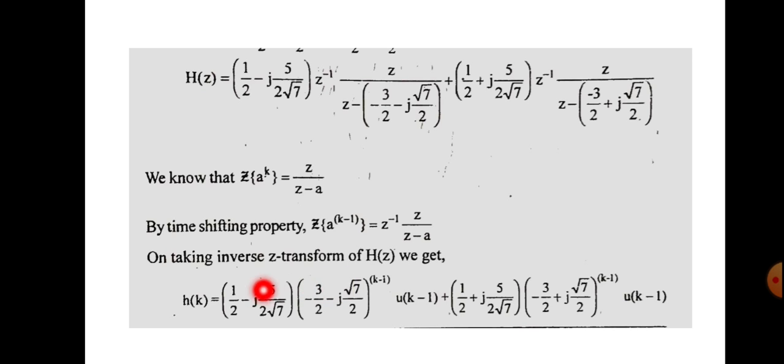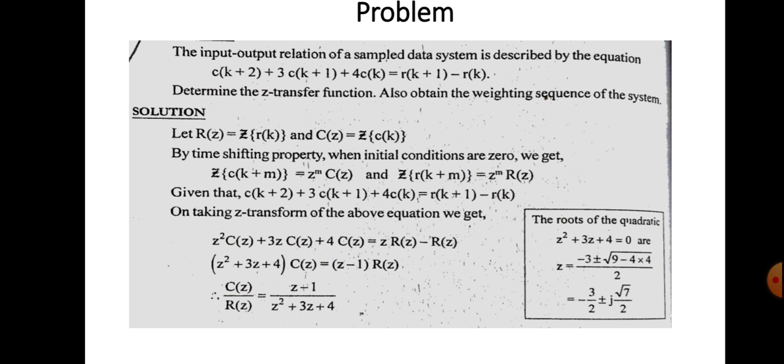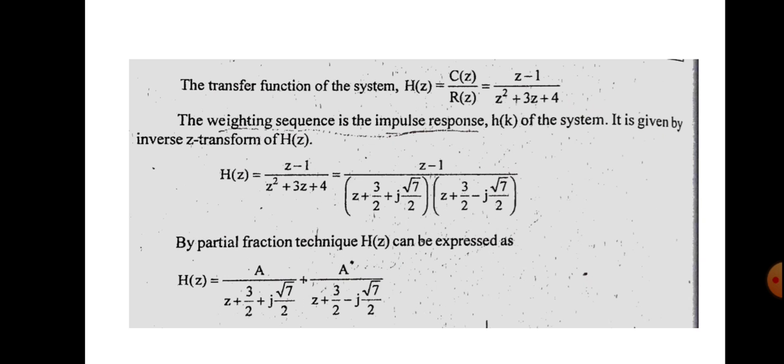So this is the inverse z transform of this function, that is, the weighing sequence. You are asked to find the weighing sequence of the system. The weighing sequence is actually the impulse response of the system. In the z transfer function you have the z transform of the impulse response. So by taking the inverse z transform of that transfer function or pulse transfer function, you will get the weighing sequence. So these are the steps.